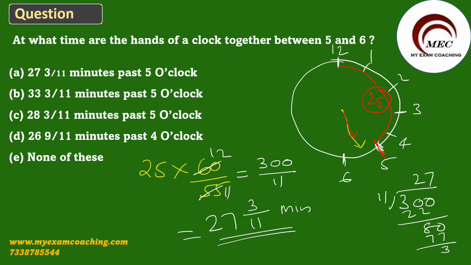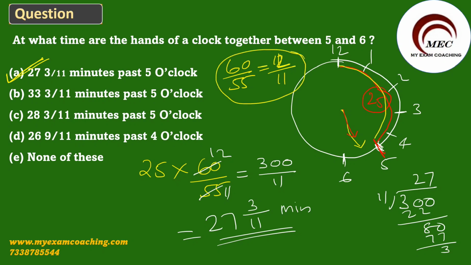There is no need to convert this into decimal or point form. Just see the option and then mark your correct answer. So what did we get here? 27 3 by 11. In the options, 27 3 by 11 is our first option. So accordingly you can mark the correct option. What I really want to tell you is, remember this number 60 by 55. That is the minute space. You can write 60 by 55 as 12 by 11. Remember this number, and whatever the completed minutes, multiply that by 12 by 11. You will get the correct answer. This is a shortcut method.